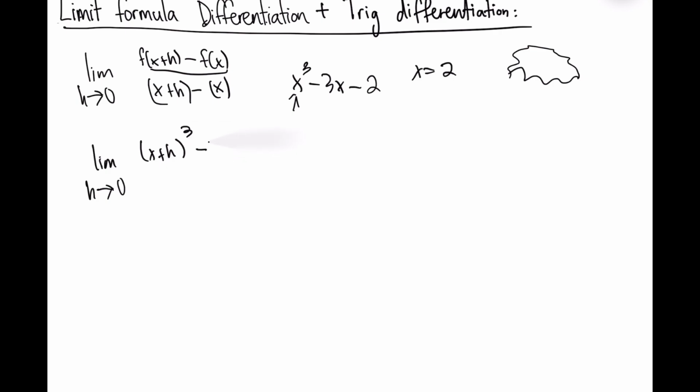Then you do minus 3. Again, don't forget the h. The h is always paired with the x. They like each other. 3 times x plus h, then minus 2. And we could put parentheses around all this to make it easier. Or brackets. Then we have just f of x, so no h's are necessary here. So we have x cubed minus 3x minus 2.